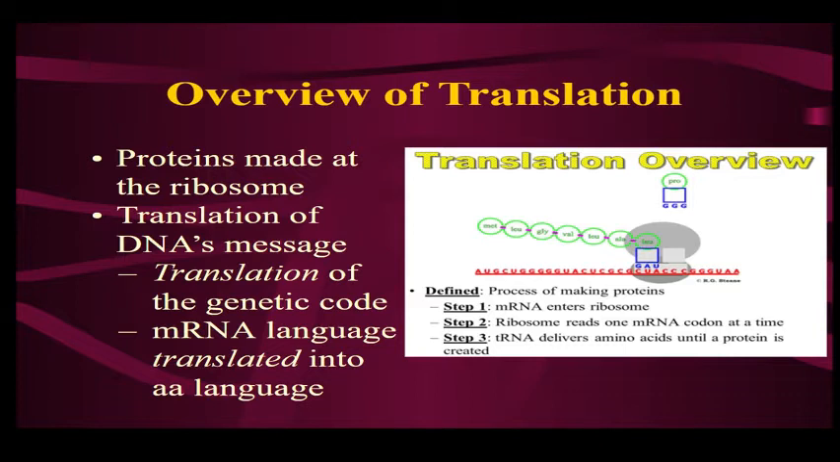So once we have spliced our mRNA, it's no longer the pre-mRNA or the primary RNA transcript. Once we have done that editing process, this is full mature mRNA. And that's ready to leave the nucleus and go on to the next step, which is translation. So in translation, this is when we're going to make proteins at the ribosome. It's called translation because we're translating DNA's message. We're translating the genetic code, or we can think of it as we're taking the mRNA language and we're translating it into amino acid language.